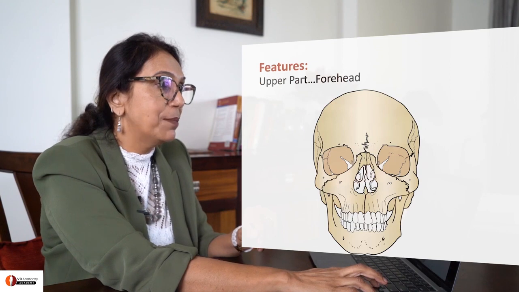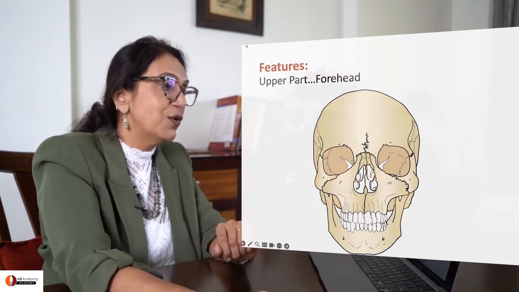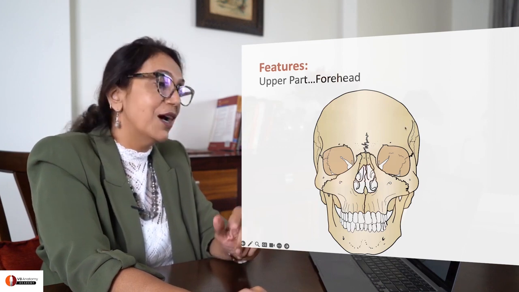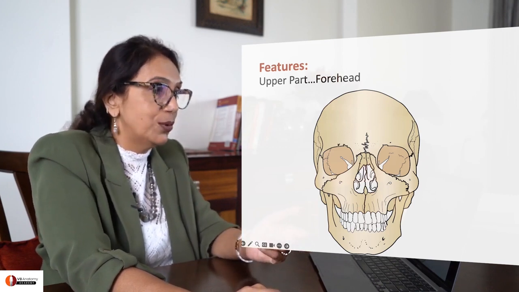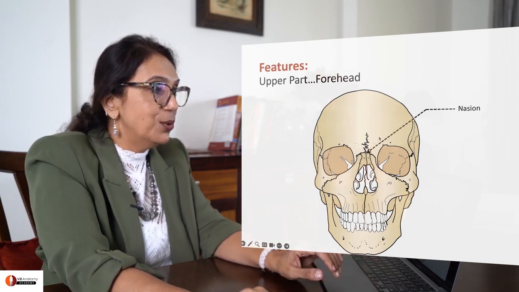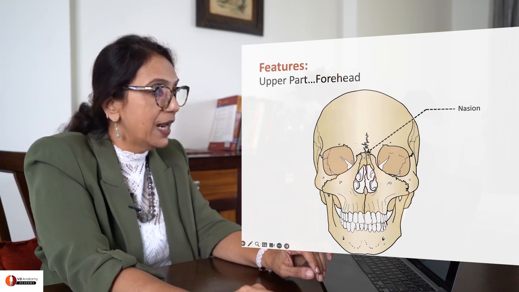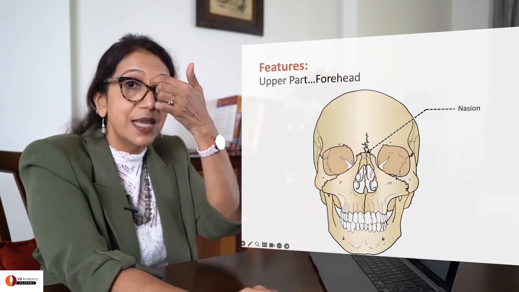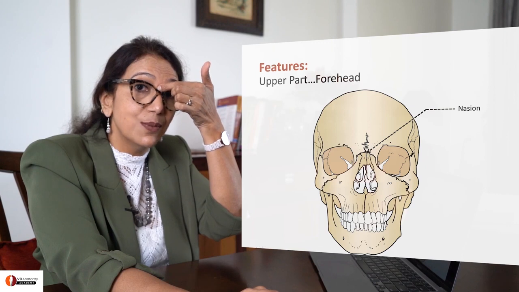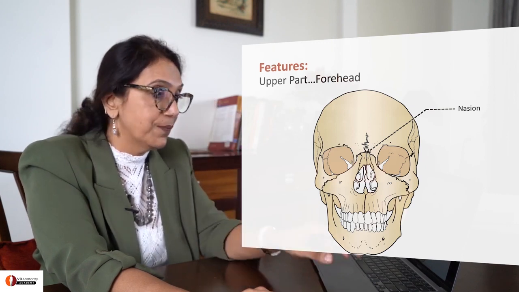So let's go to the upper part or the forehead part. Obviously, which bone is forming the forehead part, students? Of course, it's the frontal bone. This whole thing is the frontal bone. You can see that the frontal bone is uniting with the nasal bones here at one point which is called the nasion. You can feel it on your own skull as well. The point is called the nasion.